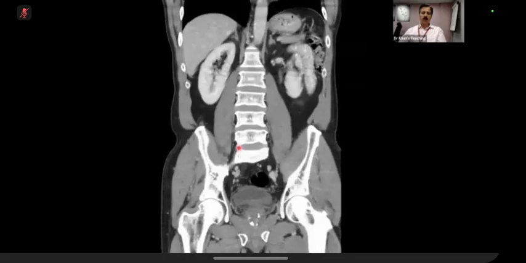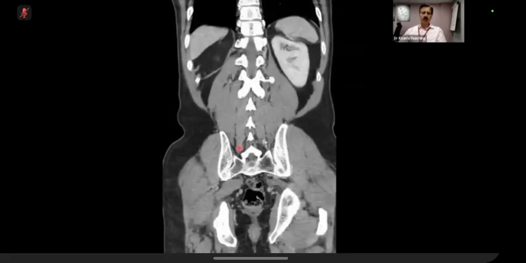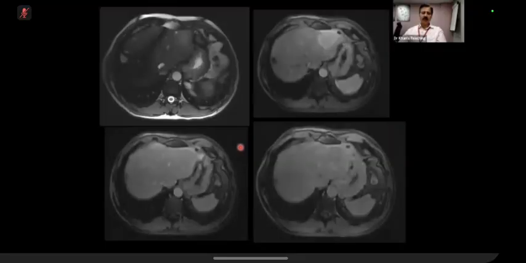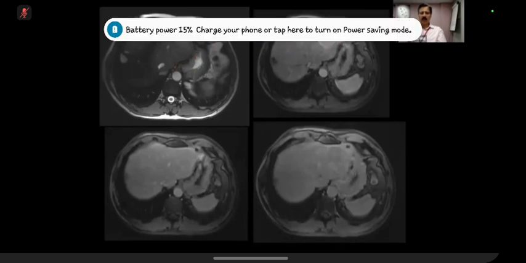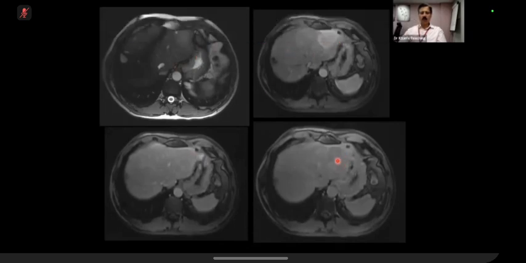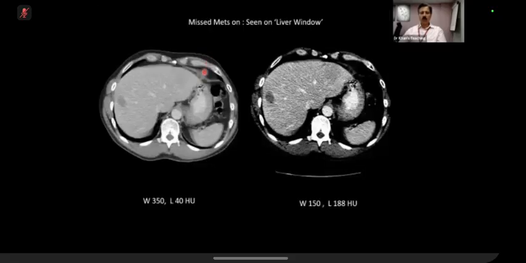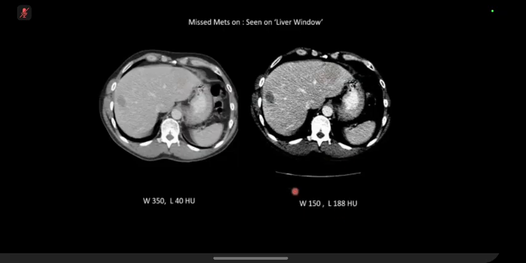Now let me show you that liver abnormality, and this on an MR then proved to be arterial phase enhancement and then washout. So this was a metastasis. If you go back to the CT, the learning point is always look at the liver window. And there is a lesion here, very subtle, but if you go to the liver window, which is width 150 and level 188 on our PACS, this is the liver window. So that's another learning point.